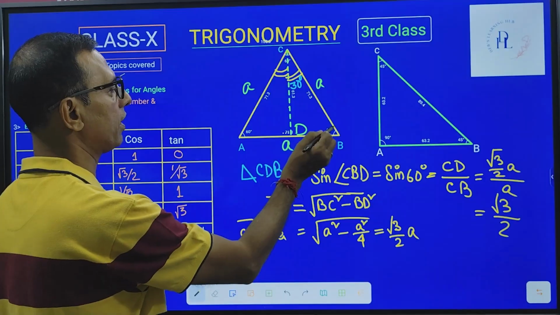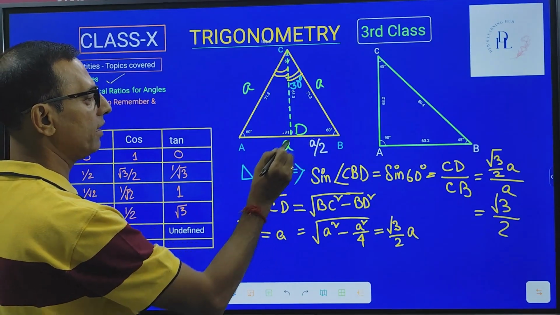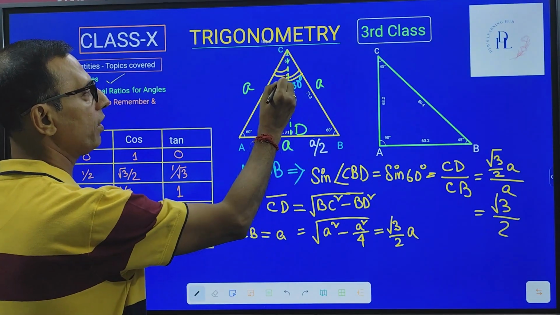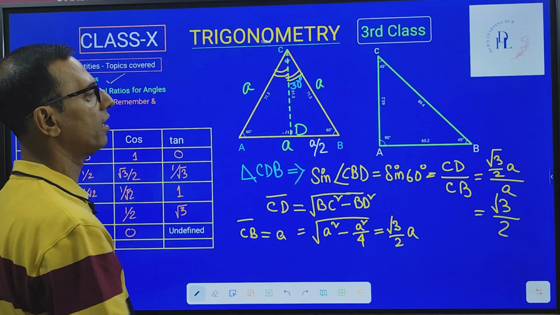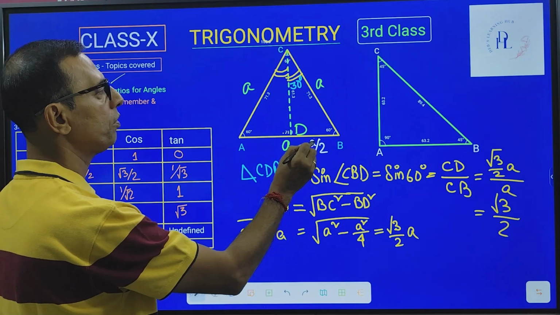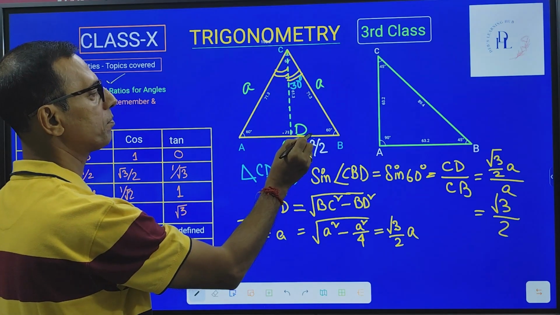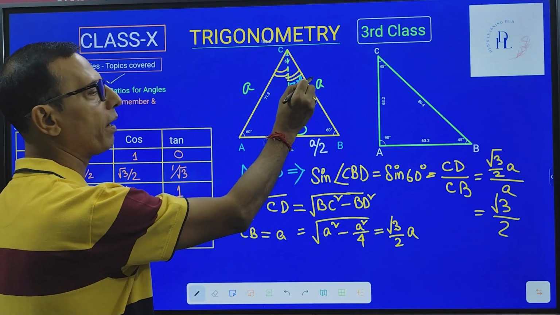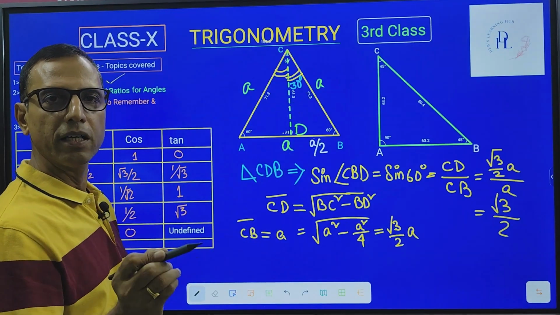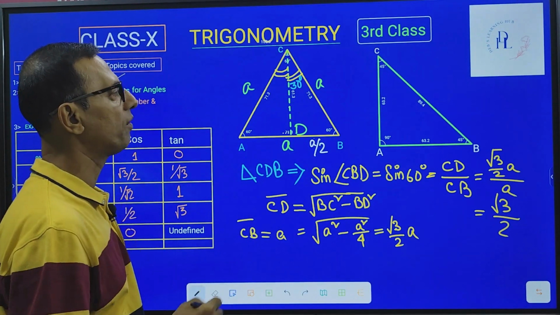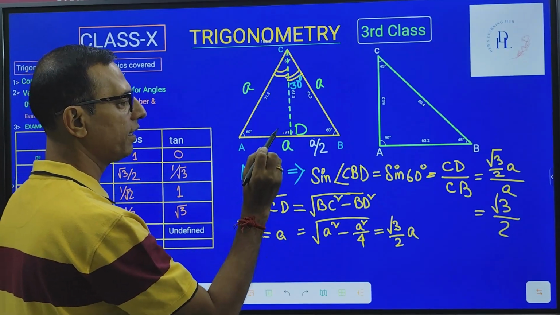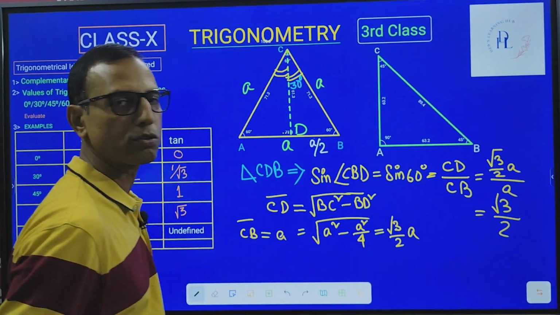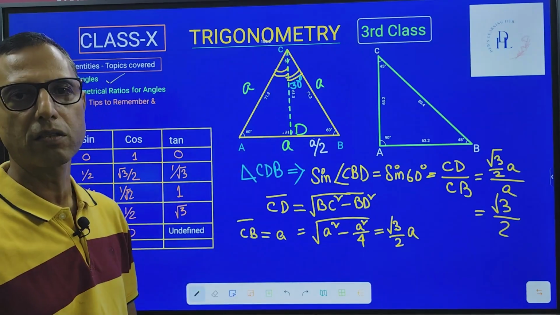Sine 30 means, when you consider this angle, the perpendicular is BD, so you consider BD by BC. BD is A by 2 and BC is A. That means BD by BC is A by 2 by A, you cancel A, that means half. So sine 30 degree equals half and sine 60 degree equals root 3 by 2. These two are proven.